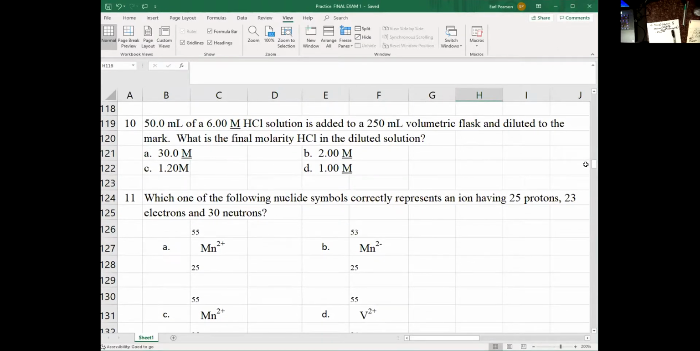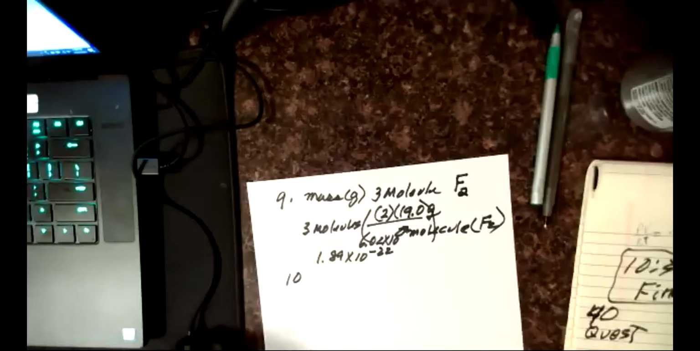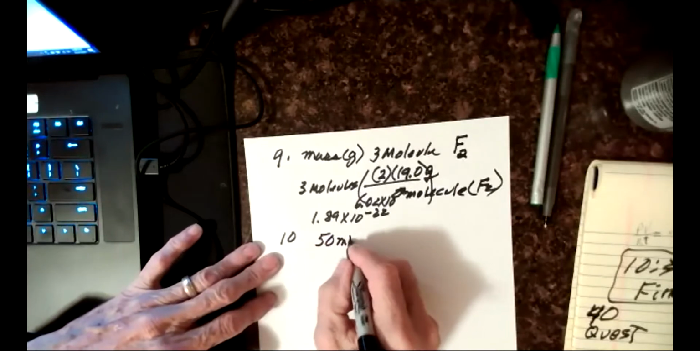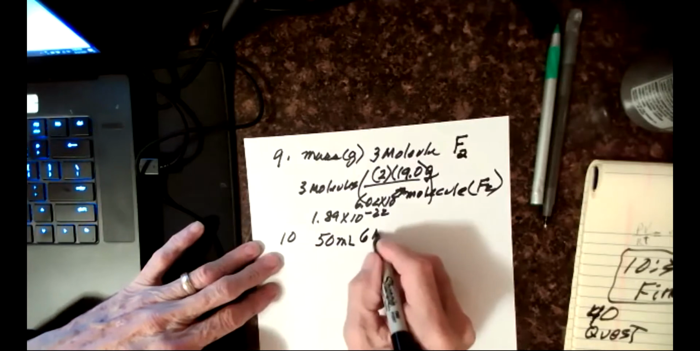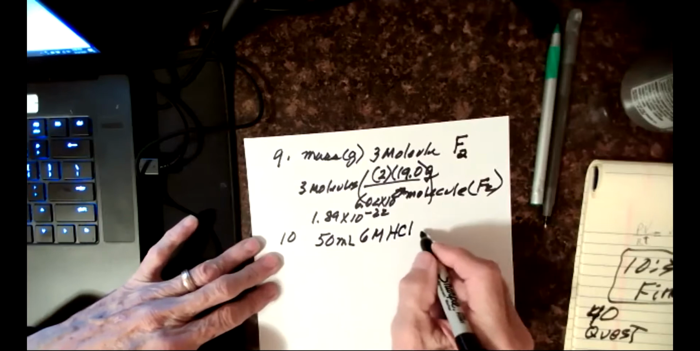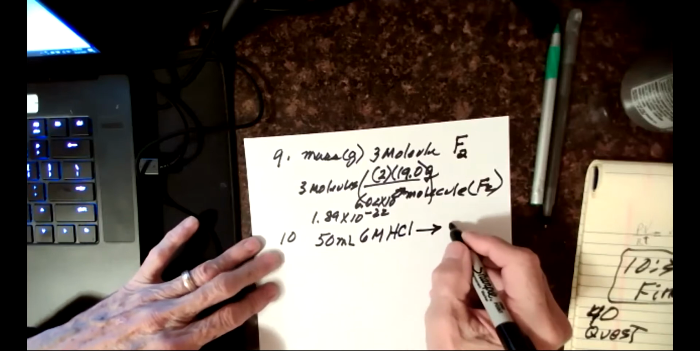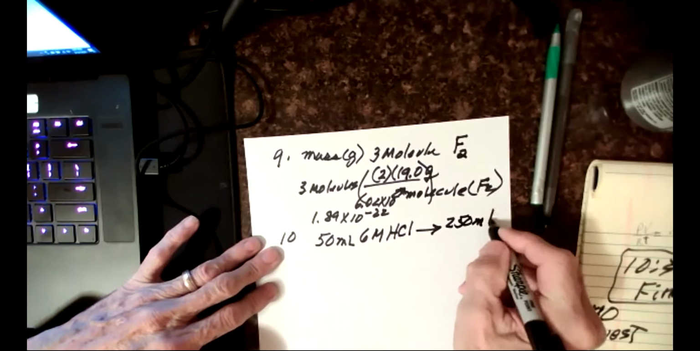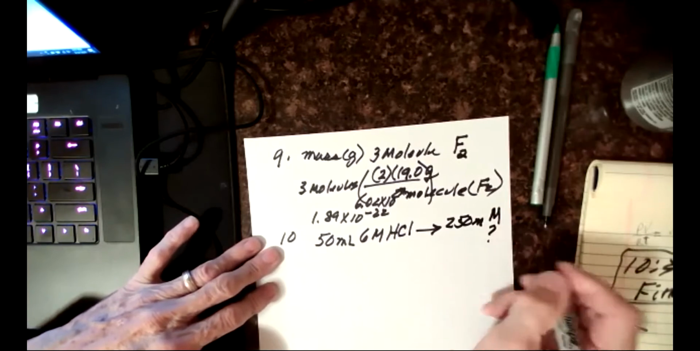50 milliliters of 6 molar hydrochloric acid is added to a 250 milliliter volumetric flask and diluted to the mark. What is the final molarity of the gas? So let's go over here and we'll work that one out. We've got 50 milliliters of 6 molar HCl. We put it in a volumetric flask and we're going to take it to a new volume of 250 milliliters.